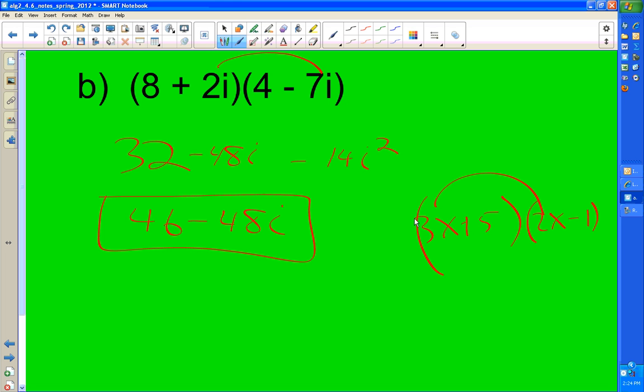I times i is i squared. 2i times 7i, 14i squared. Negative. Okay?